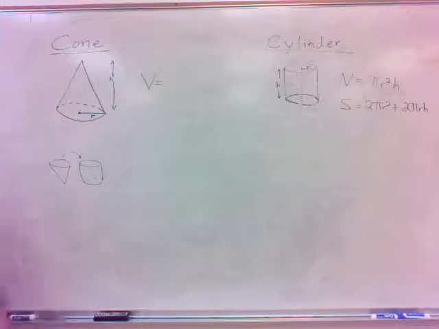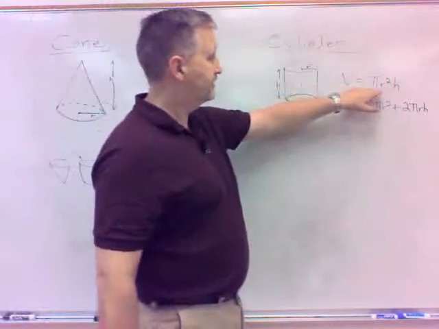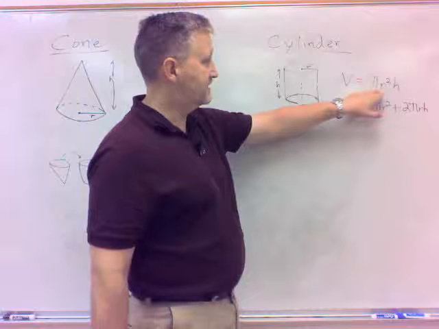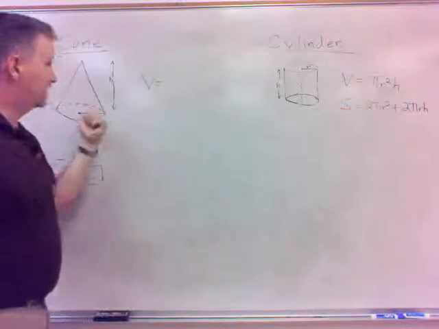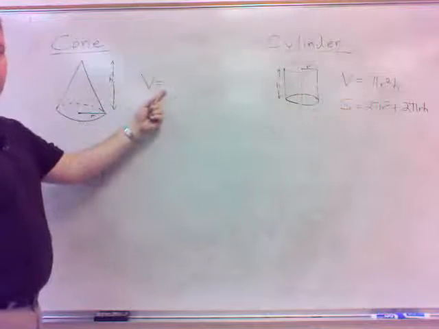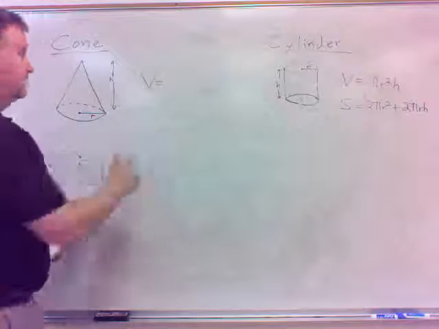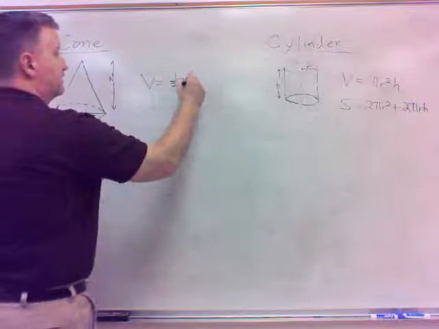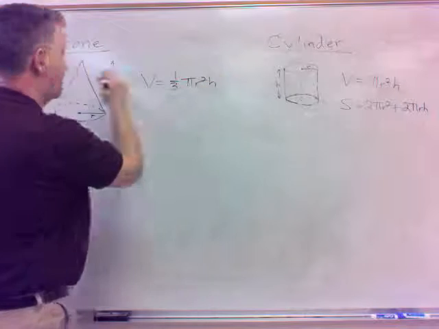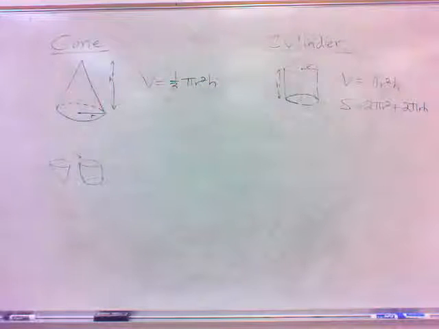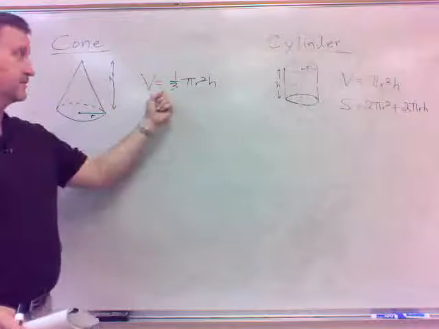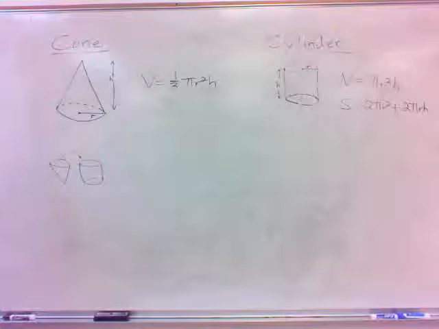So, since the cylinder's volume is this, and it takes 3 of those cones to fill it, wouldn't the volume be a third here? A third times pi r squared h is the volume of a cone. It's pi r squared h, like the cylinder, but times a third. That would give you the volume of a cone.